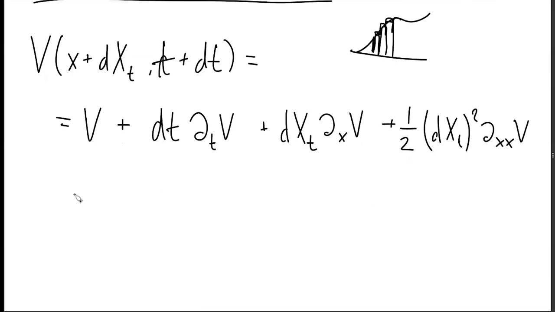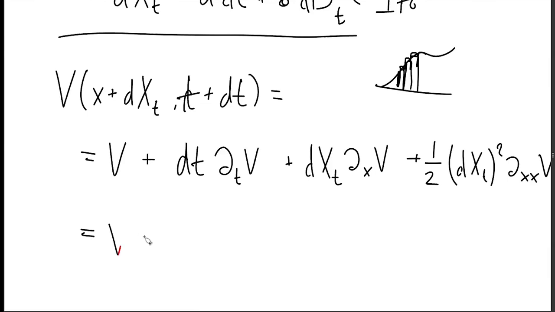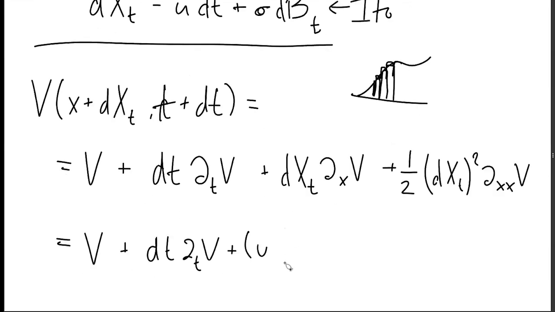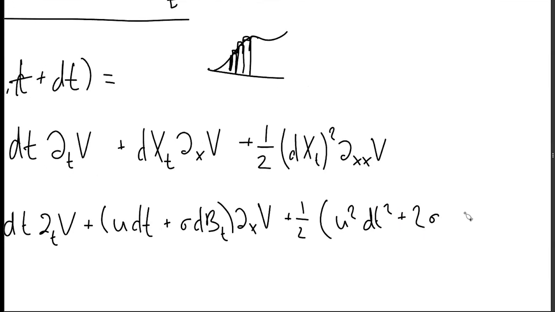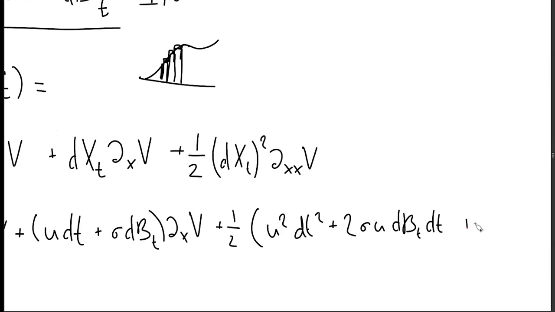So let's expand this out using our SDE that we have. We have v plus dt partial t v plus, just substituting in what I have, u dt plus sigma dBt partial x v plus 1/2, and I'm going to just expand out the quadratic, u squared dt squared plus 2 sigma u dBt times dt plus sigma squared dBt squared.